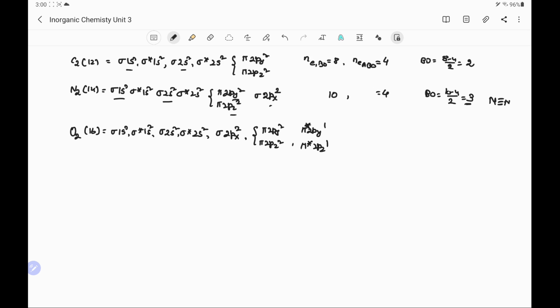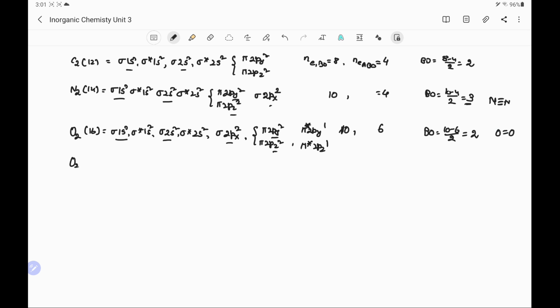So in this way 16 electrons in oxygen are distributed, and if we check, the number of electrons in bonding orbitals will be 2, 4, then 6, 8 and then 10. 10 electrons are distributed into the bonding orbitals, and the remaining 6 electrons will be distributed into the anti-bonding orbitals. So bond order will be equal to (10 minus 6) by 2, that will be equal to 2, and it exists in the form of O double bond O.